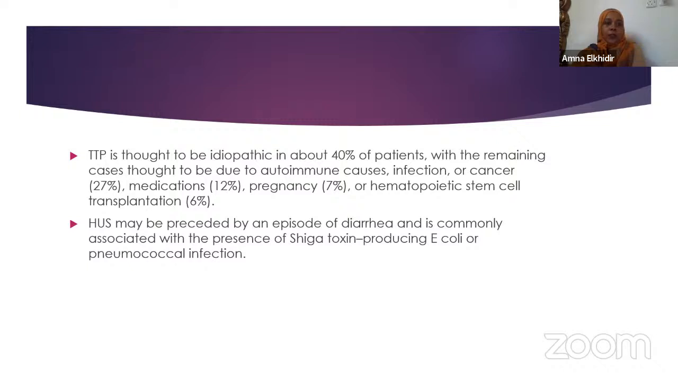The cause of thrombotic thrombocytopenic purpura is usually idiopathic in about 40% of patients. The remaining cases can be due to autoimmune causes, due to infections or cancers, medications, pregnancy, hematopoietic stem cell transplant. The hemolytic uremic syndrome may be preceded by an episode of diarrhea, commonly associated with Shiga toxin producing E. coli or pneumococcal infection.